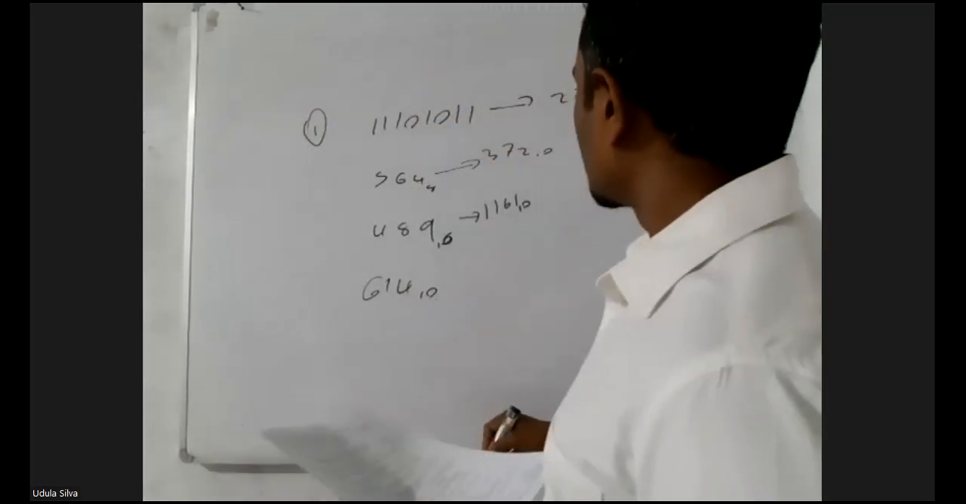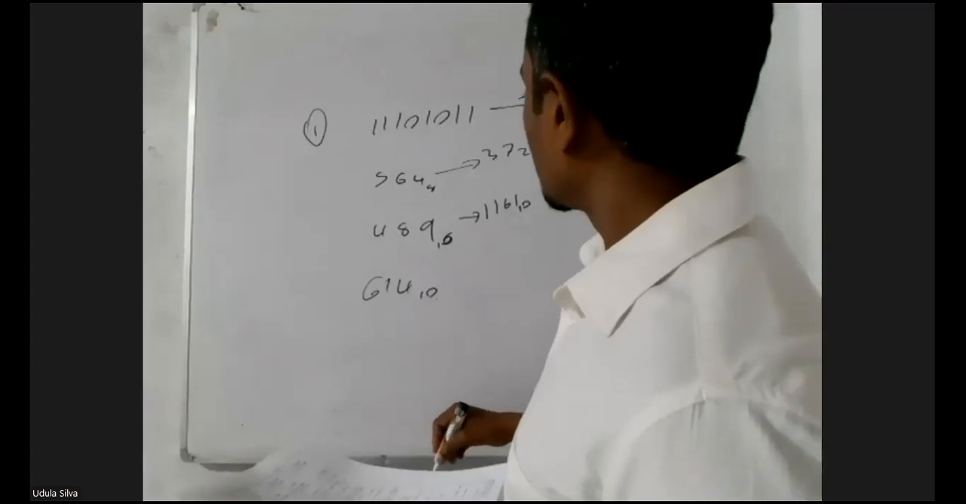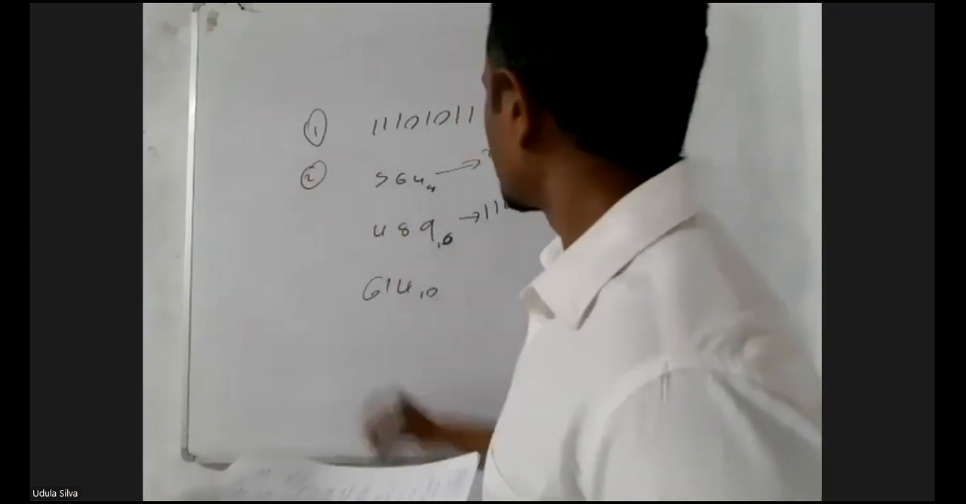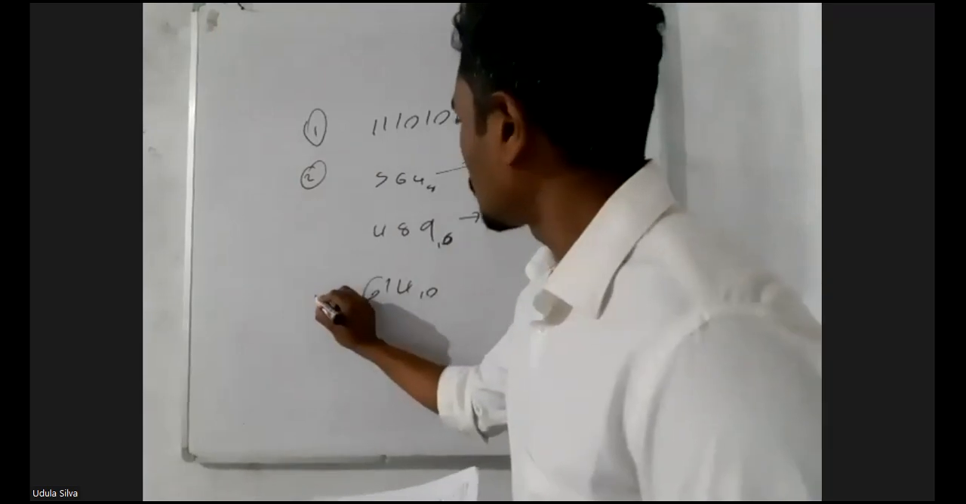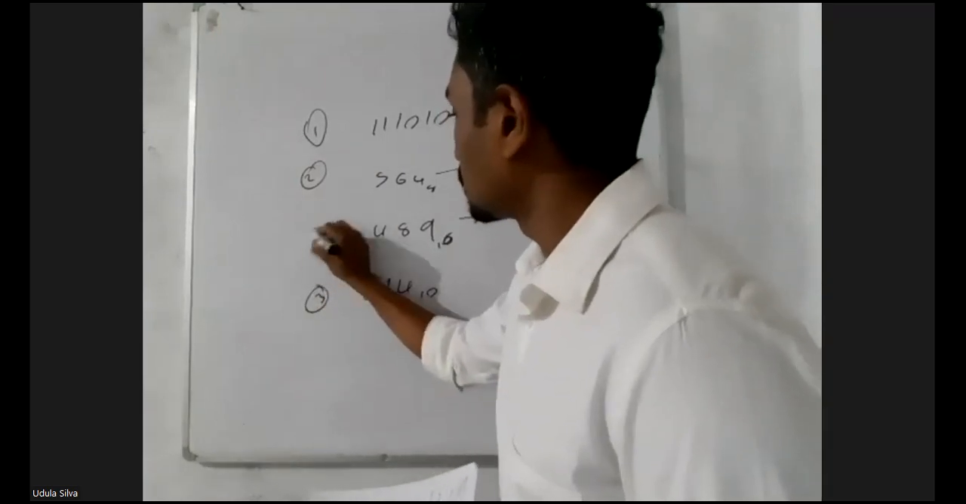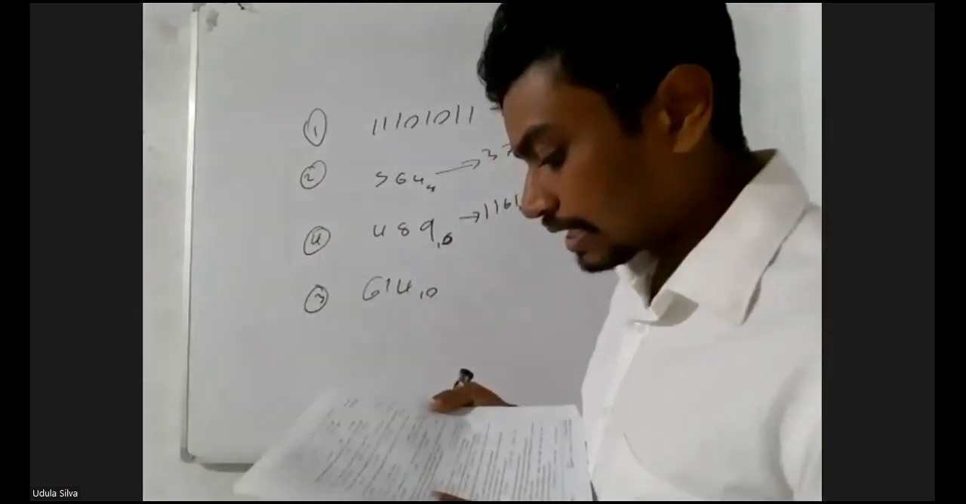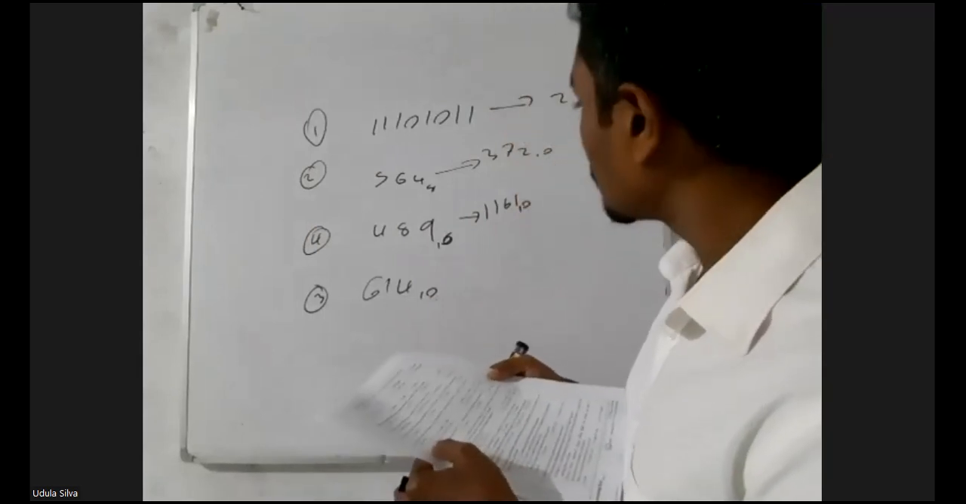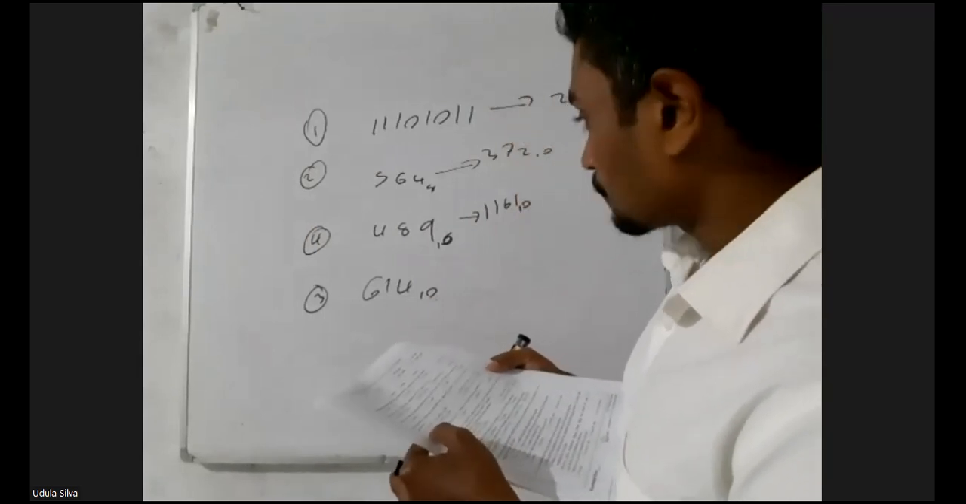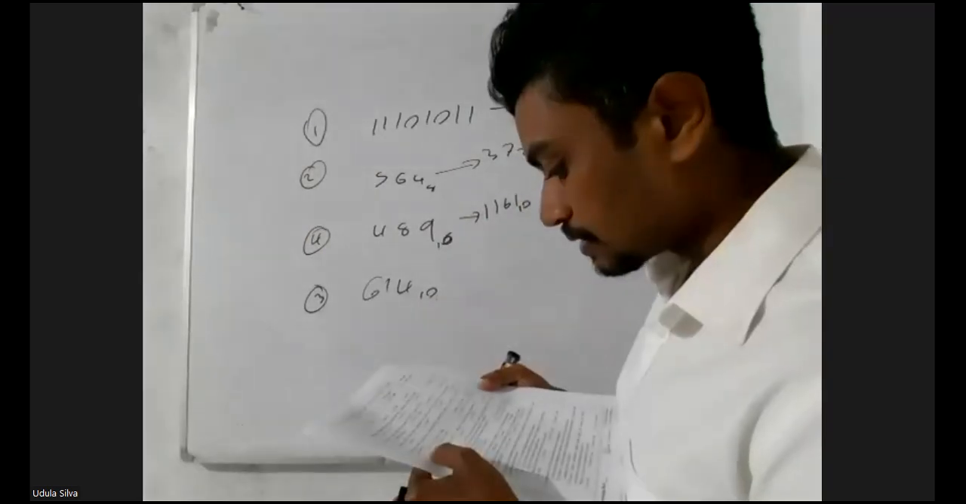Binary number one. Then the octal one, number two. Then decimal, number three. Hexadecimal, number four. Check the answer. Binary should be first, then the octal. After that, decimal, then hexadecimal.